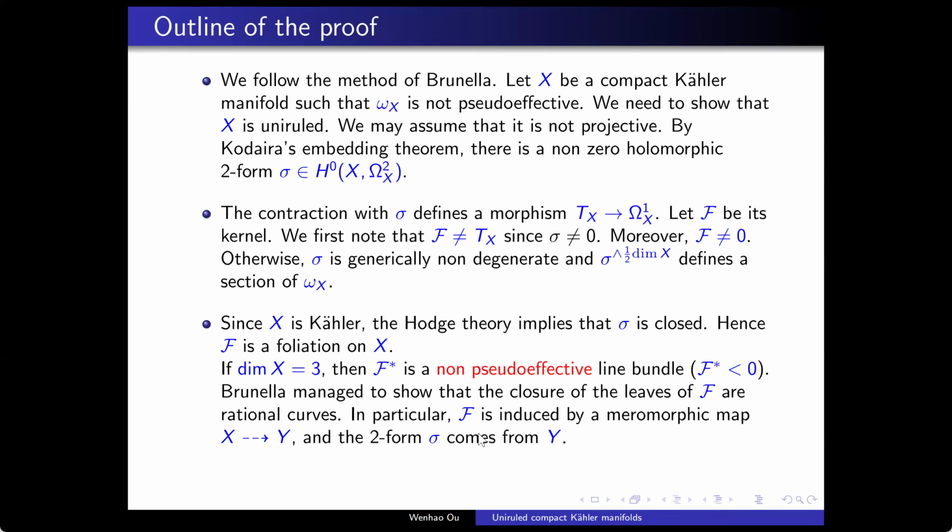So in particular, we can show that F is induced by a meromorphic map or rational map from X to some Y, with Y of dimension 2, such that the two form sigma is indeed from Y. So the pullback of some two form on Y, and F is the relative tangent of this rational map. So this is the situation of dimension 3.